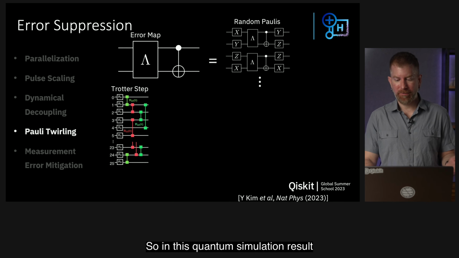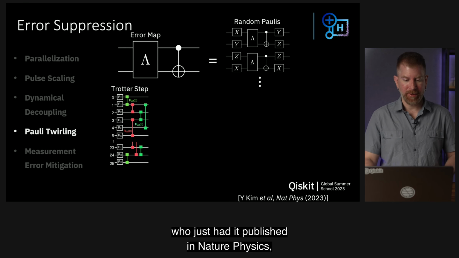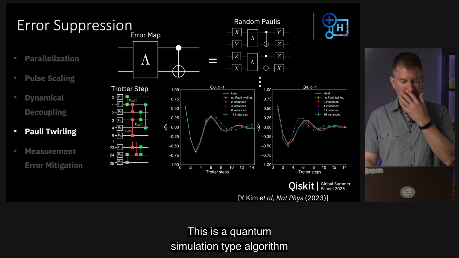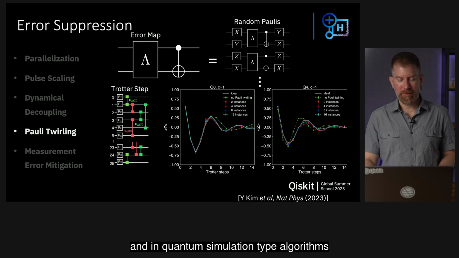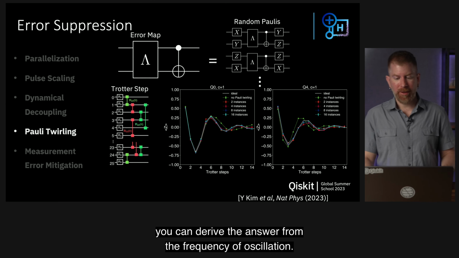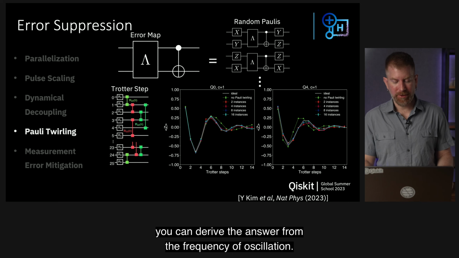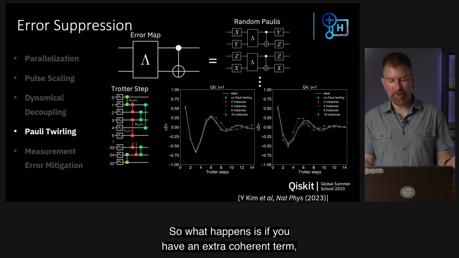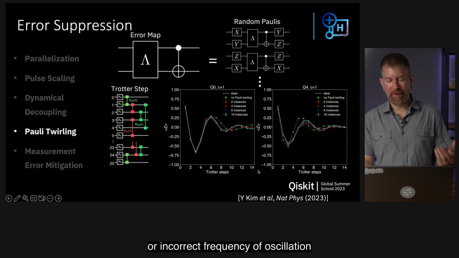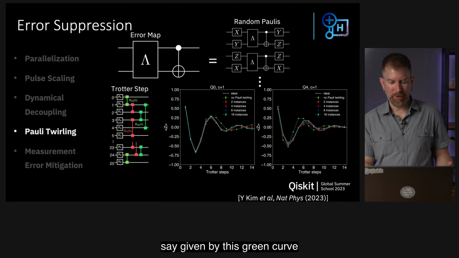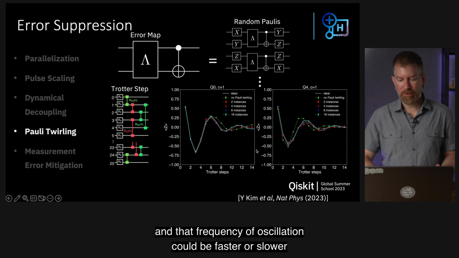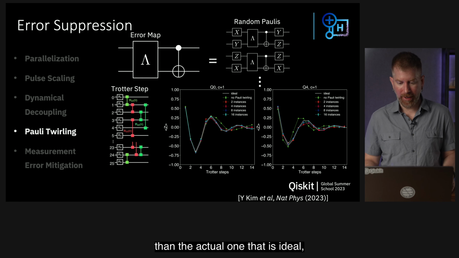So in this quantum simulation result from my colleague Yunsuk, who just had it published in Nature Physics, we can see what that looks like. This is a quantum simulation type algorithm. And in quantum simulation type algorithms, such as quantum phase estimation, you can derive the answer from the frequency of oscillation. So what happens is if you have an extra coherent term, you're going to be affected and have an incorrect frequency of oscillation, say given by this green curve where there was no Pauli twirling executed. And that frequency of oscillation could be faster or slower than the actual one that is ideal, which is given in the dark gray.